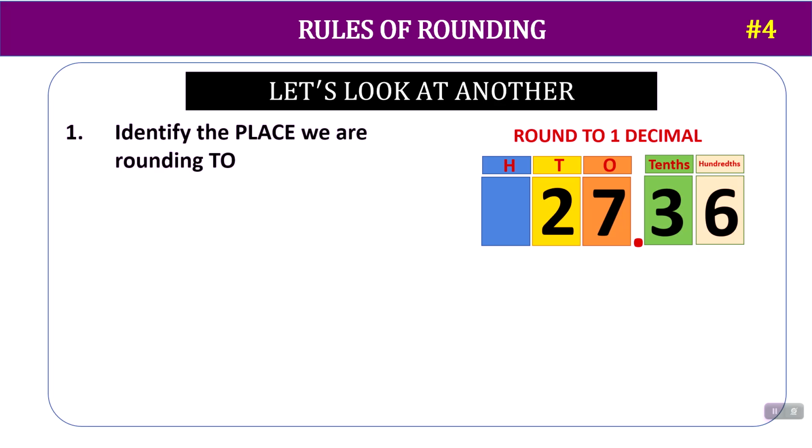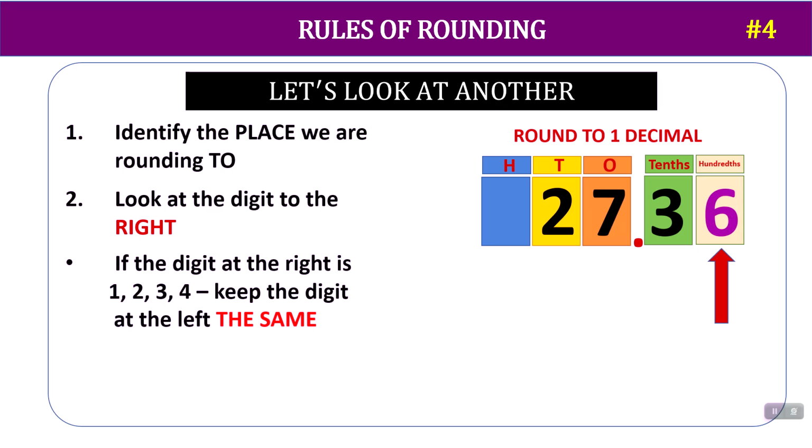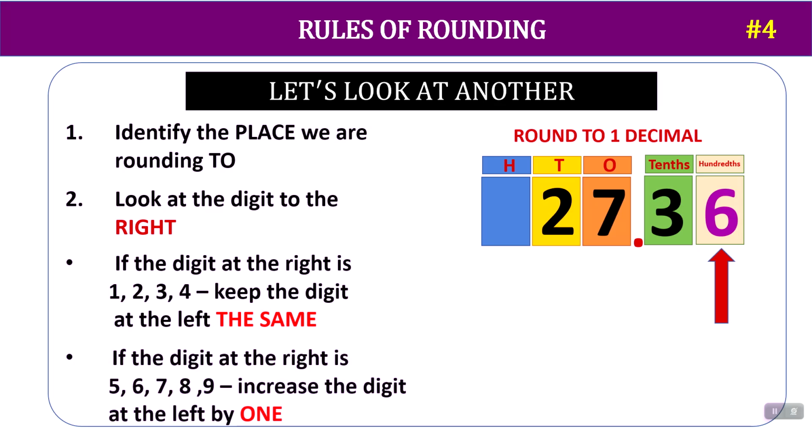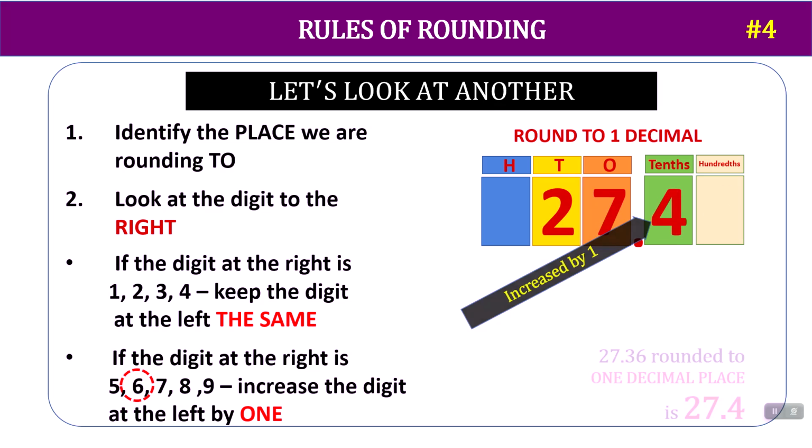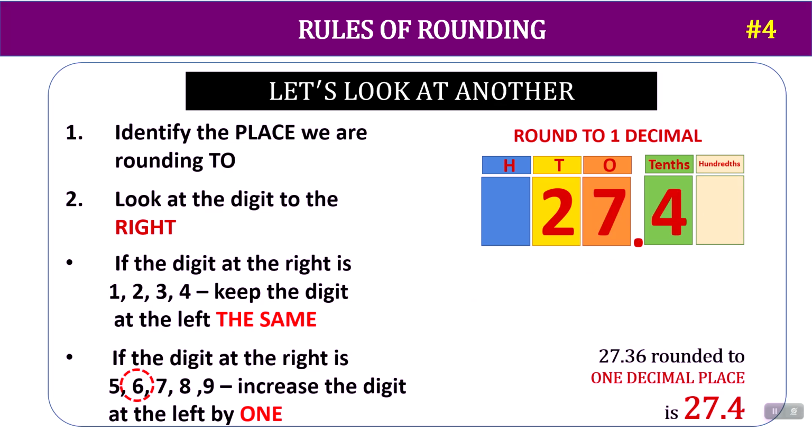27.36. We identify the place we're rounding to. In this case, one decimal. The 3 is in the 10th column. And we look at the digit to the right. In this case, it's a 6. And we check to see if that digit is 1, 2, 3, or 4. The digit at the left remains the same. If it is 5, 6, 7, 8, or 9, the digit at the left increases by 1. Since it is a 6, we will increase the digit at the left, which is 3, to a 4. And the answer is 27.4. That increased by 1. 27.36 rounded to one decimal place is 27.4. The 6 caused the 3 in the 10th place to go up to a 4.